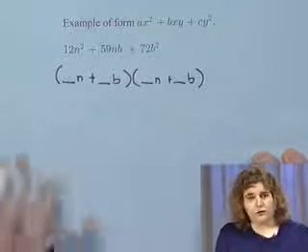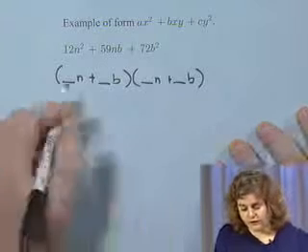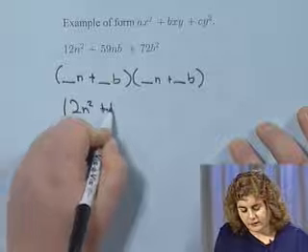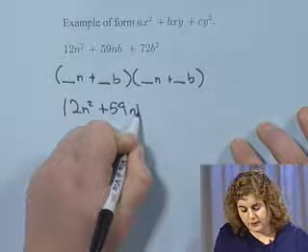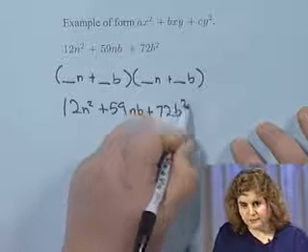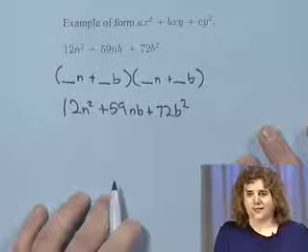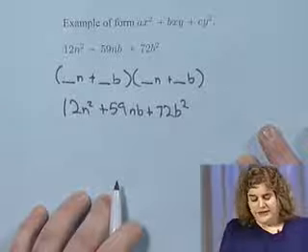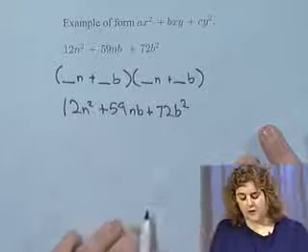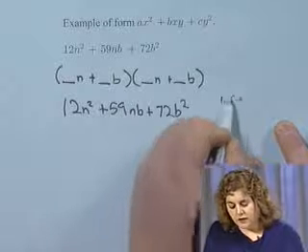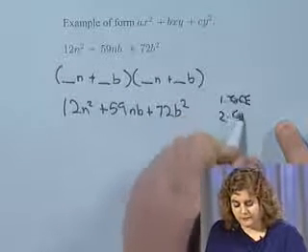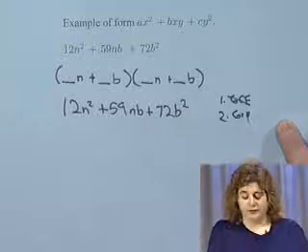So our first move again is to look for a greatest common factor. Let me just rewrite the 12n squared plus 59nb plus 72b squared. And there is none. So those numbers are not going to get any smaller for us, and we don't have any variables in common. Since there is no greatest common factor, we move to grouping. Well, not a candidate for grouping. I only have 3 terms.